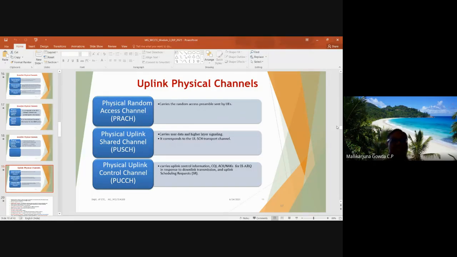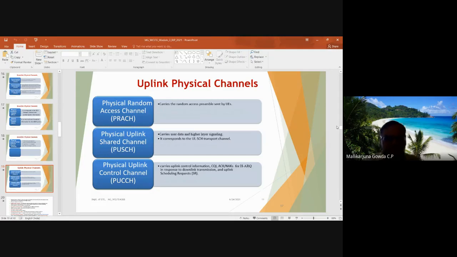So next one is the physical uplink shared channel. So in short, we denote it as PUSCH, physical uplink shared channel. So this physical uplink shared channel carries user data as well as the higher layer signaling. Okay, and this channel corresponds to the uplink shared channel of transport. Okay, PUSCH. The next one is the physical uplink control channel.